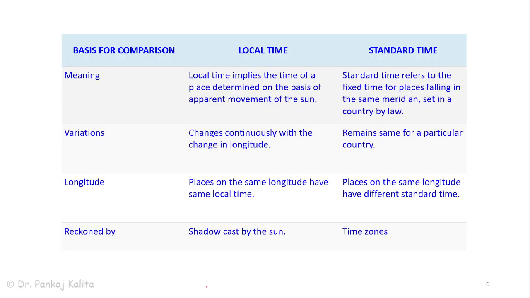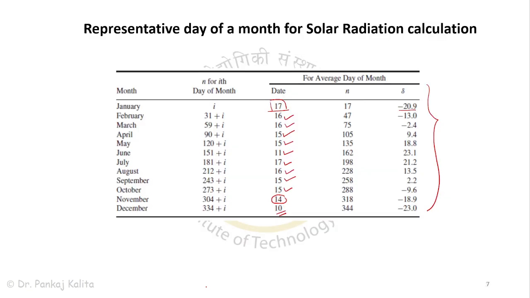So if we talk about the comparison between local time and standard time, local time is defined on the apparent movement of the sun in the sky. Standard time is fixed for places falling on the same meridian. So standard time remains the same for a particular country, and local time changes with change in longitude. We have just explained this earlier also.